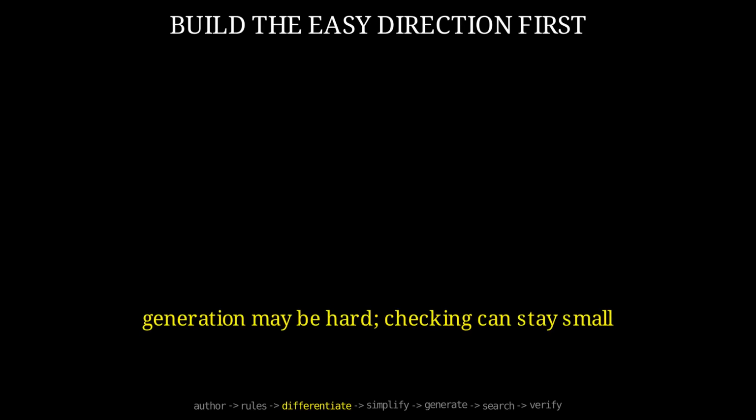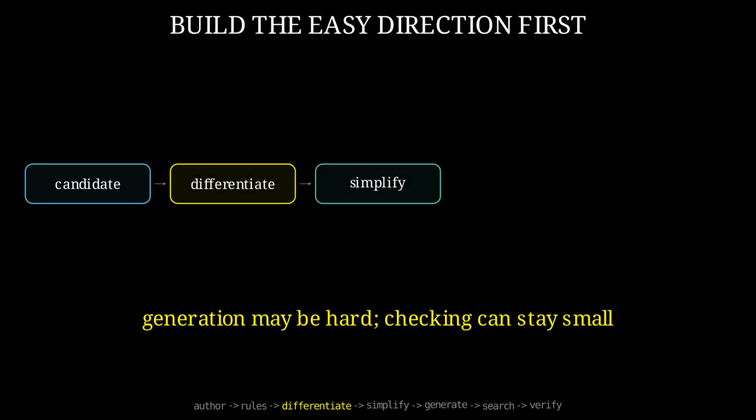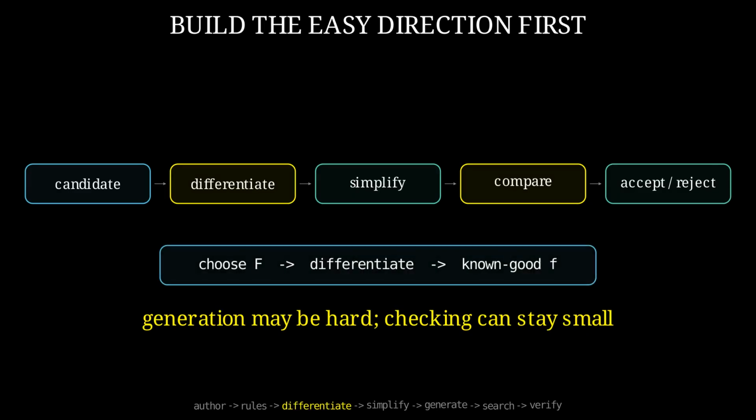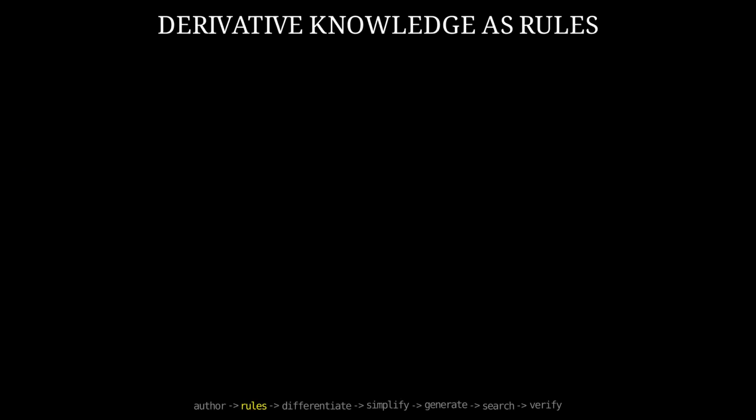Because a hard answer can still be easy to check. If a search proposes an antiderivative, differentiate it, simplify it, and compare with the integrand. The forward language becomes an independent verifier. It can also generate unlimited known-good problems by differentiating expressions we choose. Derivative knowledge fits the rule language we just built.